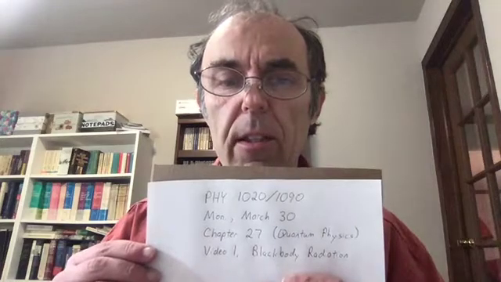This is Physics 1020 and 1090. It's the lecture for Monday, March 30th. We're starting chapter 27 on quantum physics. And in this video, we're going to be talking about blackbody radiation.